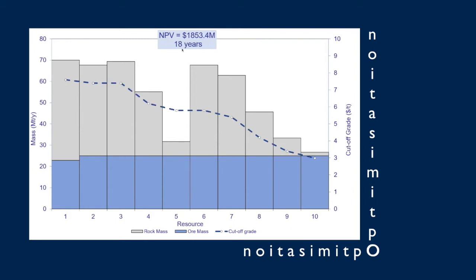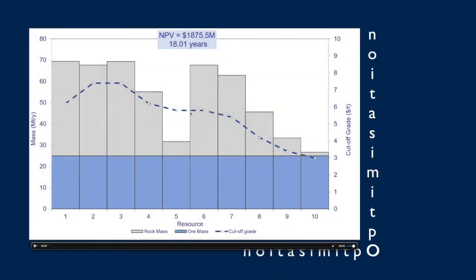So as you can see, as it moves from the back of the schedule to the front of the schedule, we get a generally declining cutoff grade. It's not completely declining, it's called a variable cutoff grade because sometimes it goes up and sometimes it goes down. But on average you can see a declining pattern to the cutoff grades. And you can see now we have our maximum NPV is 1875.5, which took us 18.01 years.